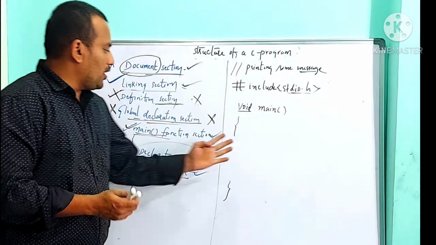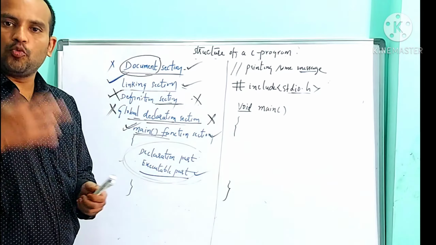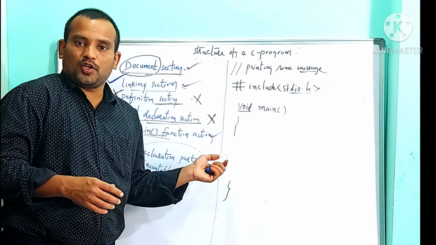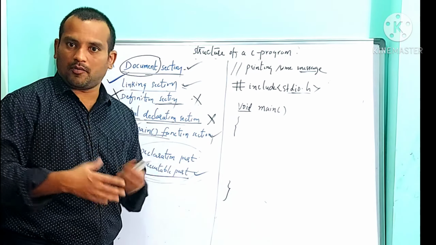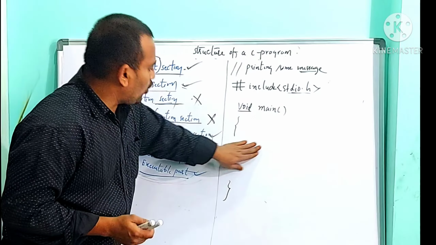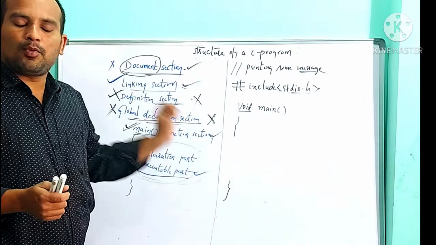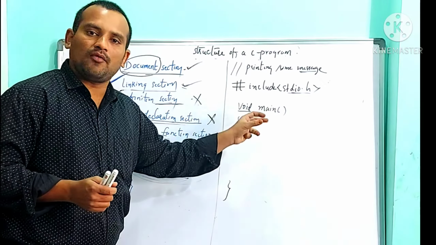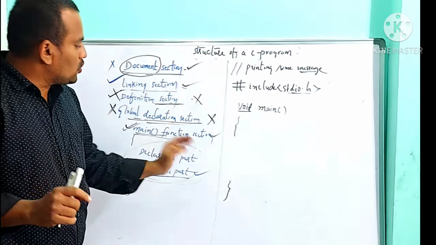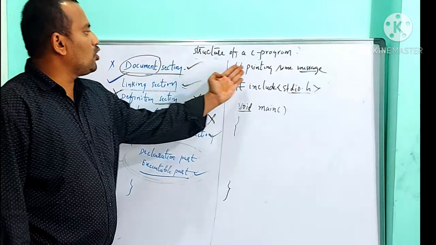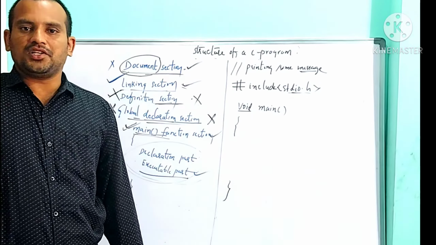I told you the body of any function contains two parts: declaration part and executable part. Here I am not going to use any declarations, variables or functions. So next one is the executable part. Now the real program starts from the main function, and the compiler executes the program from the main function only. What are you going to do? I am going to print some message, hello world. My message is hello world.